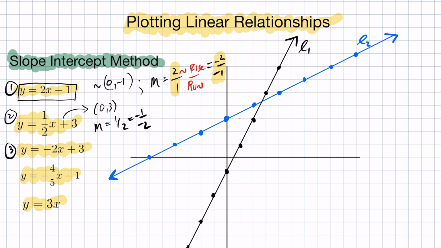So for number 3 here, same idea. You're going to identify your y-intercept, which is also a 3. So I got a point on the same location. This time my slope for this equation, you can see, is going to be -2. So I'm going to write that as -2 over 1.